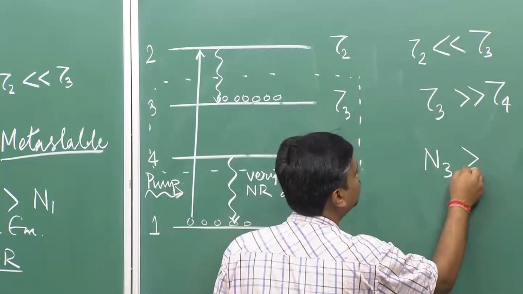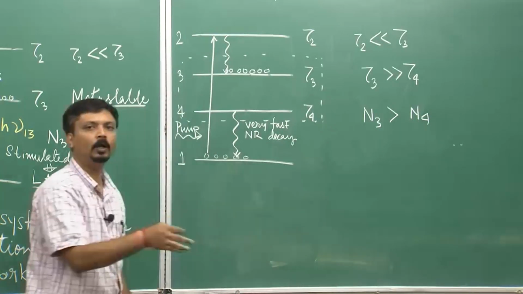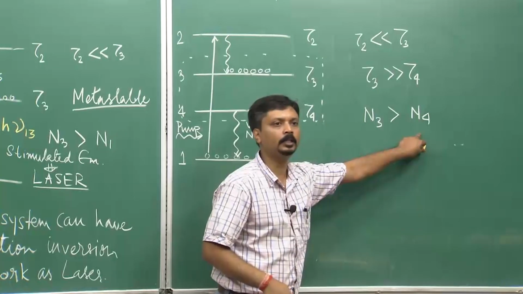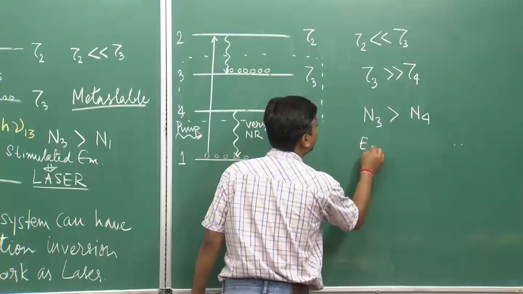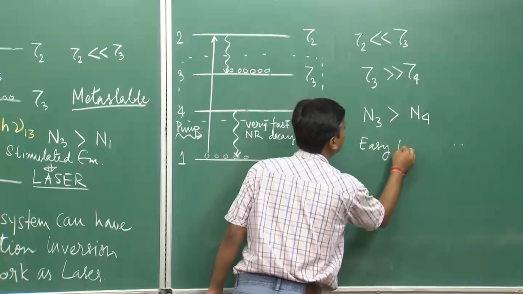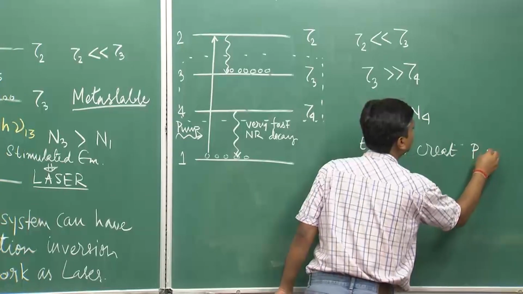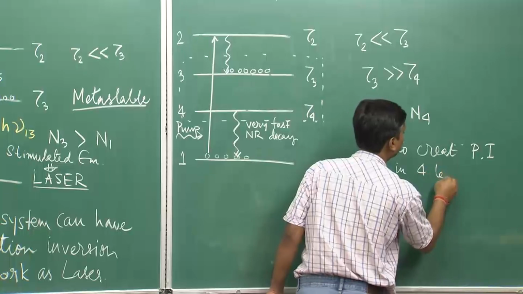So, N3 is higher than N4, and it is pretty much all the time. As soon as I start pumping, it creates this condition. So, it is very easy to create population inversion in a 4-level system.